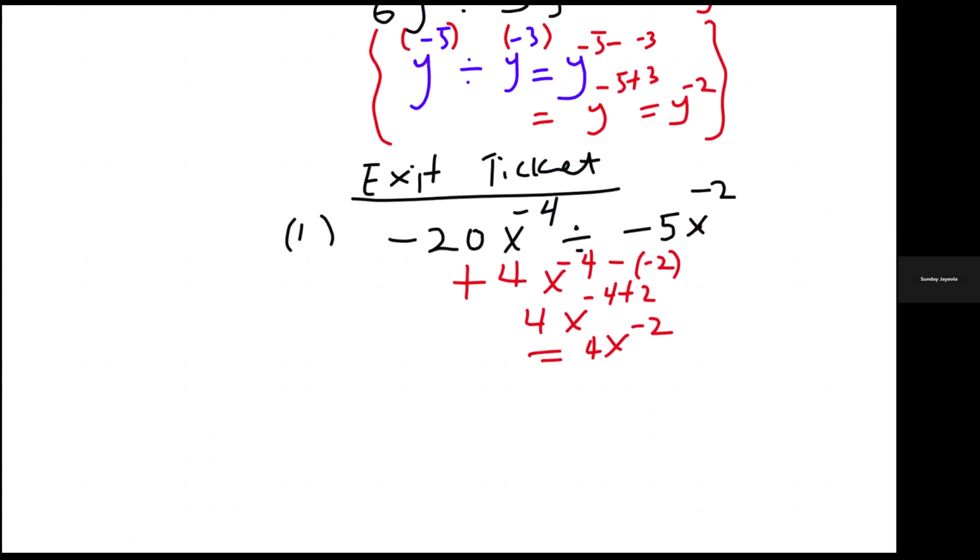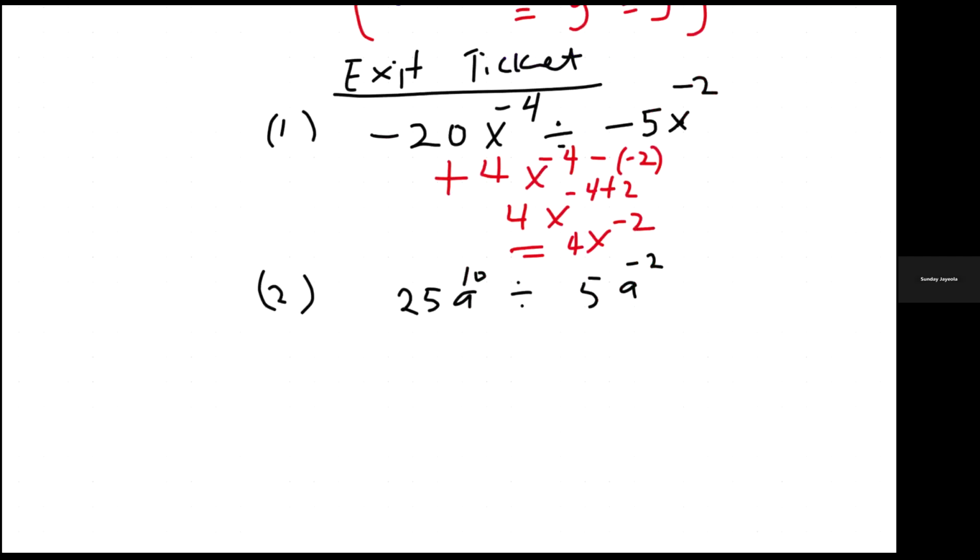Let me give you a second exit ticket for today. If I say 25a raised to power 10 divided by 5a raised to power negative 2 will be the answer. I want you to have the answer written for me. What will be the answer to this question?